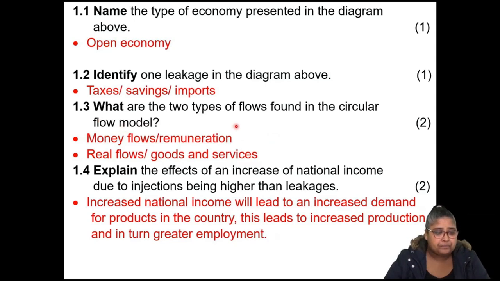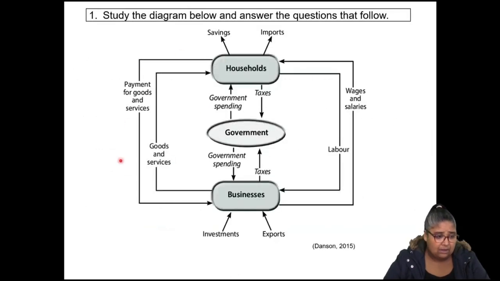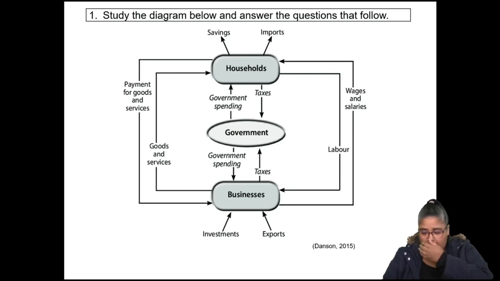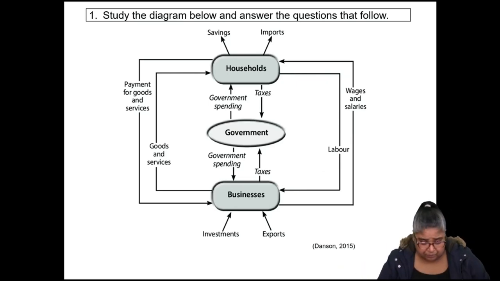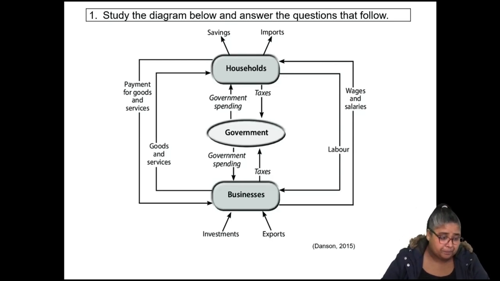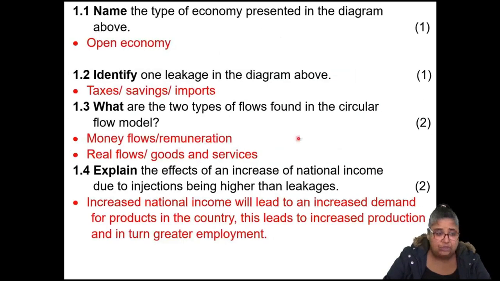Third question, what are the 2 types of flows found in the circular flow model? Now, these flows we are referring to: the flow of income or expenses between the participants, as well as of goods and services and factors of production. So there is a flow of goods and services or factors of production, as well as a flow of income and expenses. And we have names for these two flows.